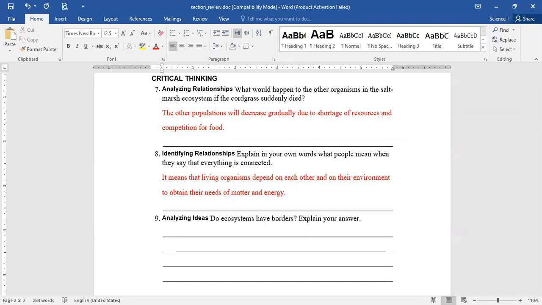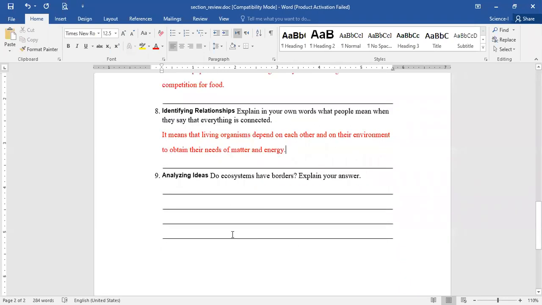Okay, is it clear? Clear, guys? Yes, Mister, it's clear. So then pass to question 9. Do ecosystems have borders? And explain your answers.